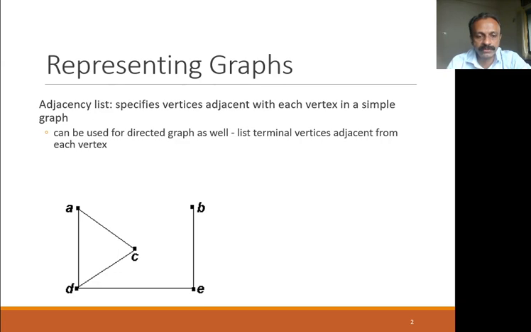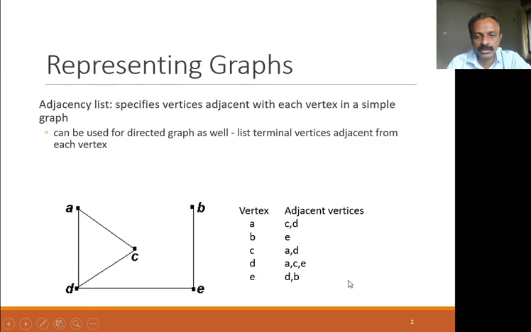Consider the following graph having 5 vertices and 5 edges. So we can say vertex A, vertex B, vertex C, vertex D, vertex E. And the corresponding adjacent vertices for A are C and D, because C and D are incident on this vertex A. Similarly, we can check the adjacent vertices for D are A, again C is adjacent with D, and E is adjacent with D.